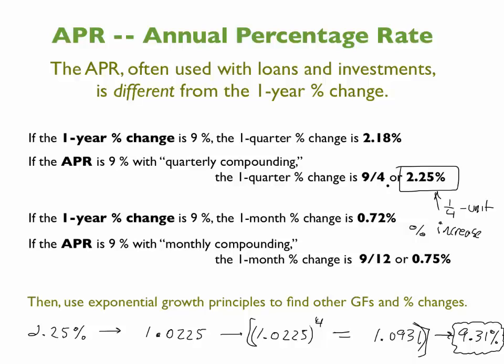All right, so do it for monthly. Figure out, if we compound monthly and we get this 0.75% 1 month percent change, then what is the true annual percent change? Again, we're thinking it's going to be a little bit greater than 9%.